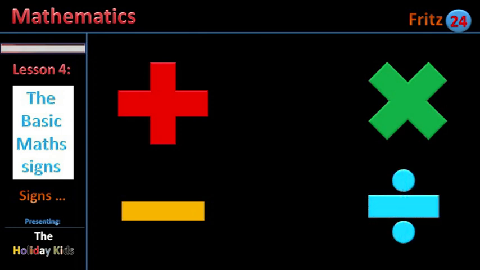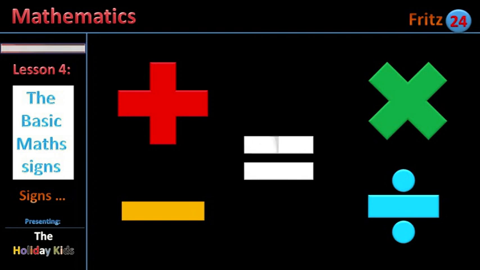Then we have the division sign, a horizontal line and two dots. Finally, we have equal to, two short horizontal lines, equal to the one at the center of the screen you see. We are going to be looking at the signs one by one. We have seen plus, minus, equal to, times, and divided by.